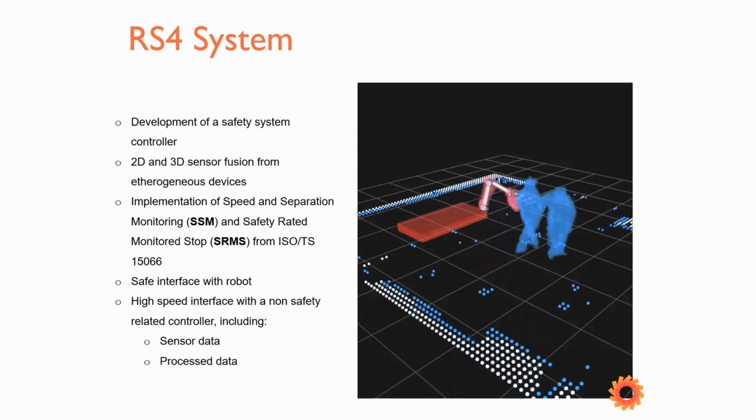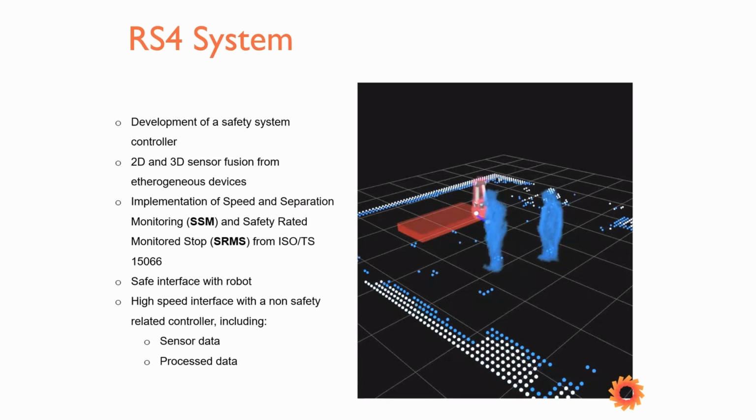And in this way, we can define the behavior of the cell using multiple kinds of information. And here in the RS4 system is where we have implemented the speed and separation monitoring, the safety rated monitored stop, and other advanced functionalities.